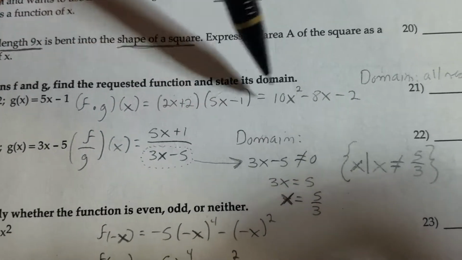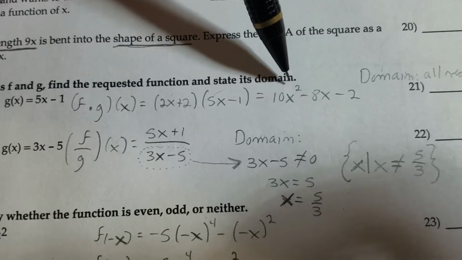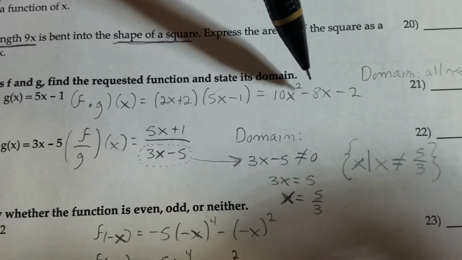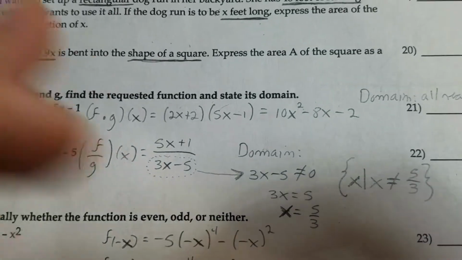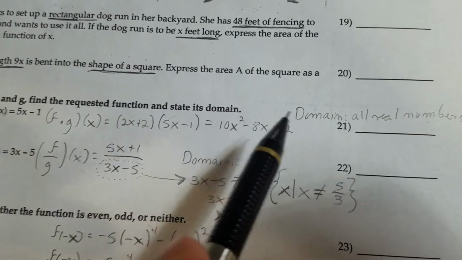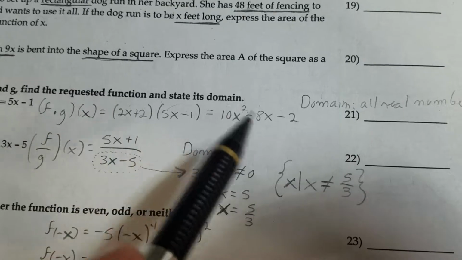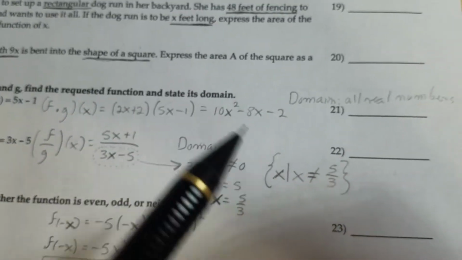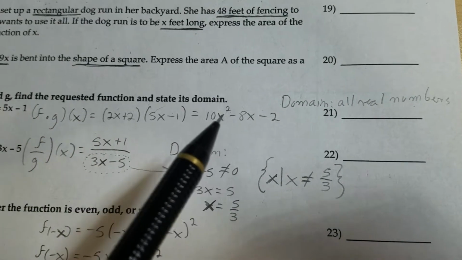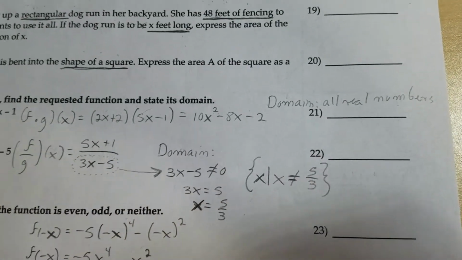After you do all the FOILing and you do all the procedure, you will end up with 10x squared minus 8x minus 2. If you have to find the domain, again, there is no restriction, so there are no fractions, no square roots, and no radicand here. So since you don't have any restriction, you know the domain is going to be all real numbers.